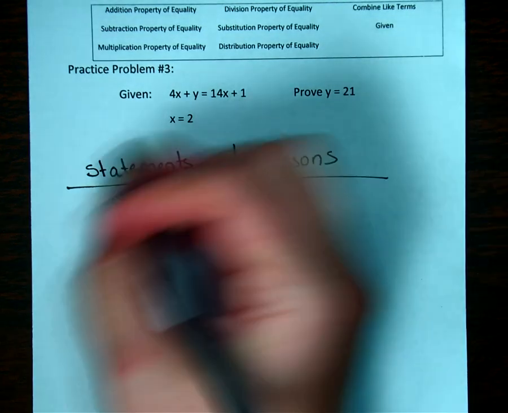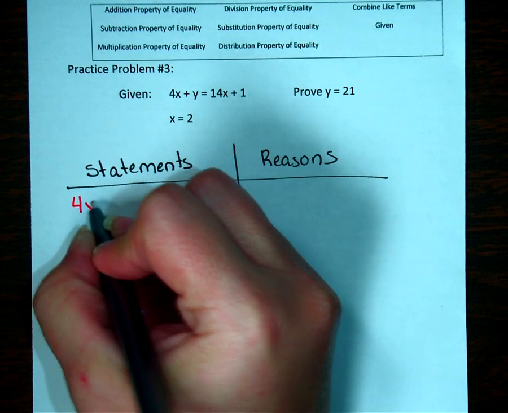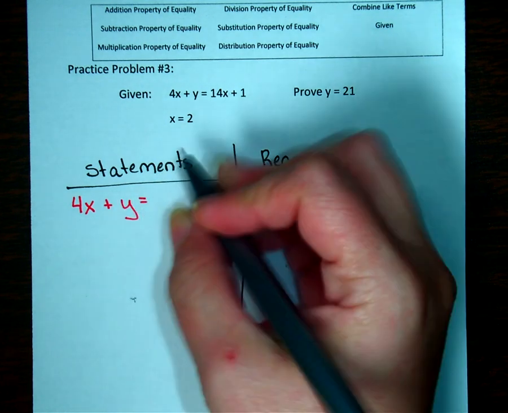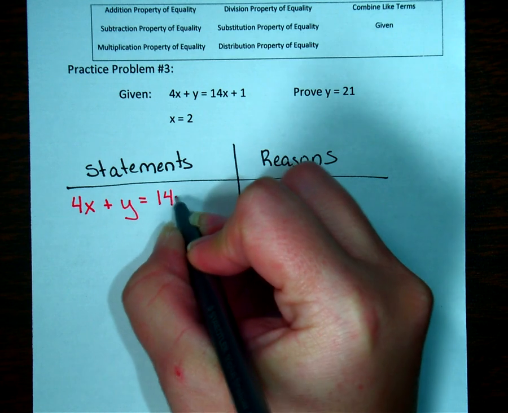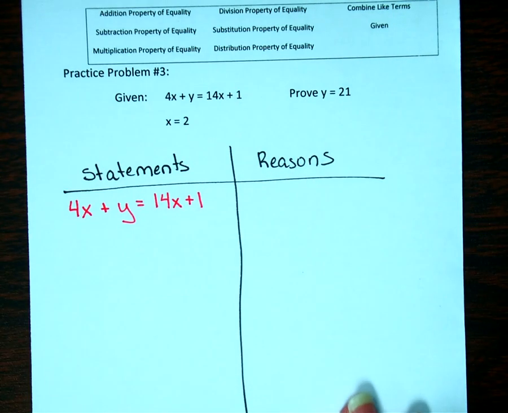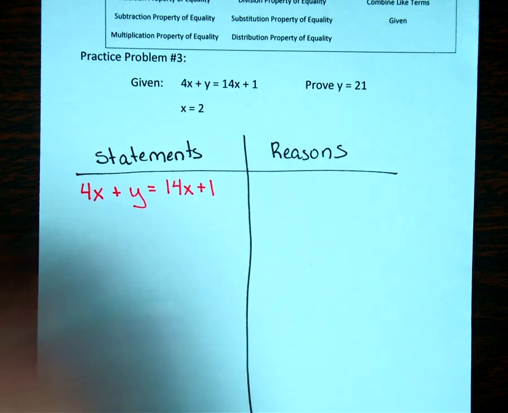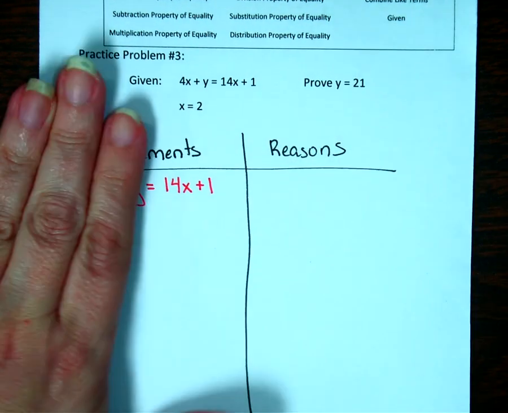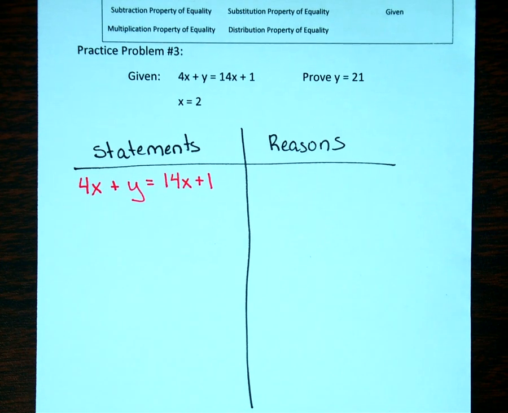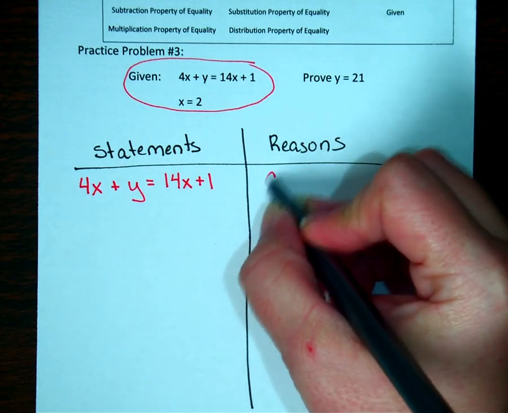Okay, so 4x plus y equals 14x plus 1. Okay, and when I look at that, there's no terms that I could combine on that side. So that's where it's going to be. There's not a whole lot I can do. But I do know that this is given to me.